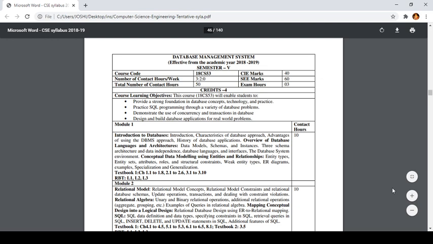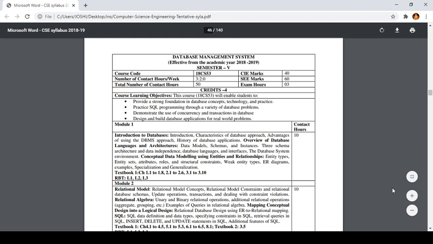The continuous evaluation marks, that is 40 marks, and semester end exam are 60 marks. Exam hours is 30 marks, and total number of contact hours is 50. Number of contact hours per week is 3 is to 2 is to 0. So first we will study what is the course learning objectives. The course learning objectives will enable students to following a course objective.